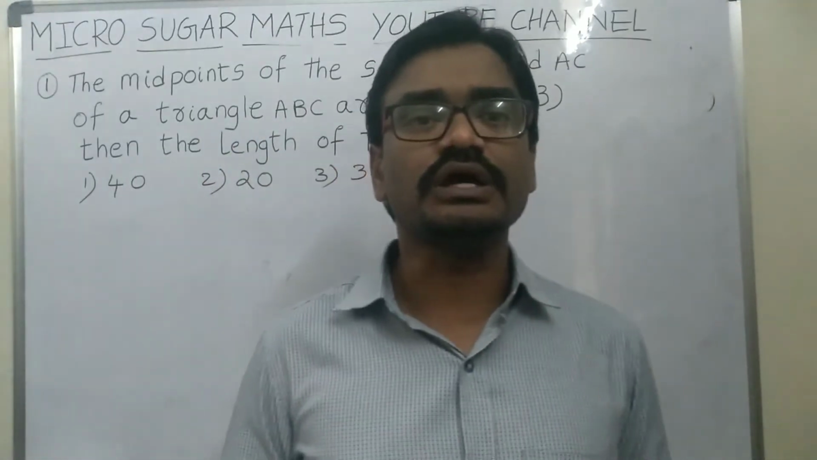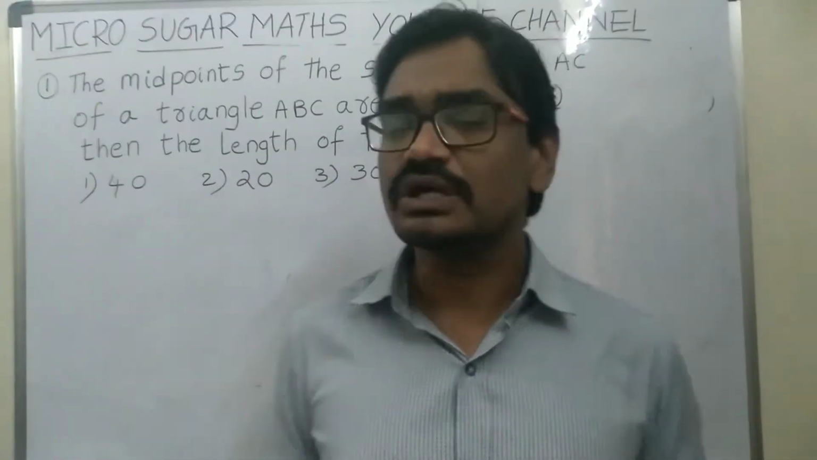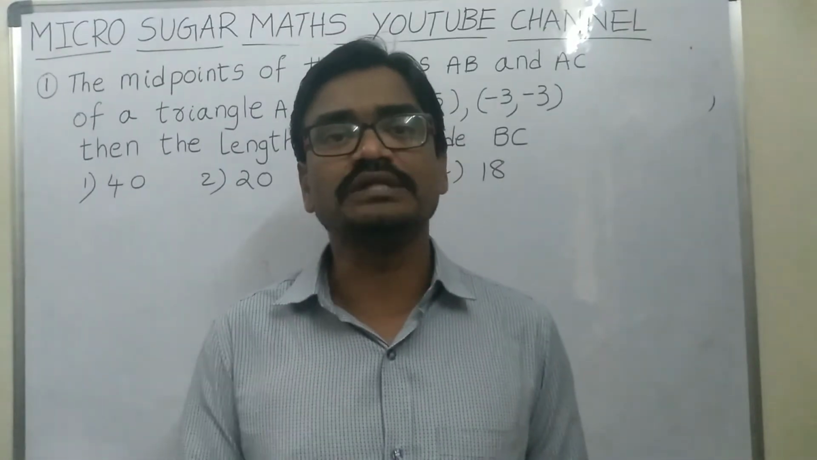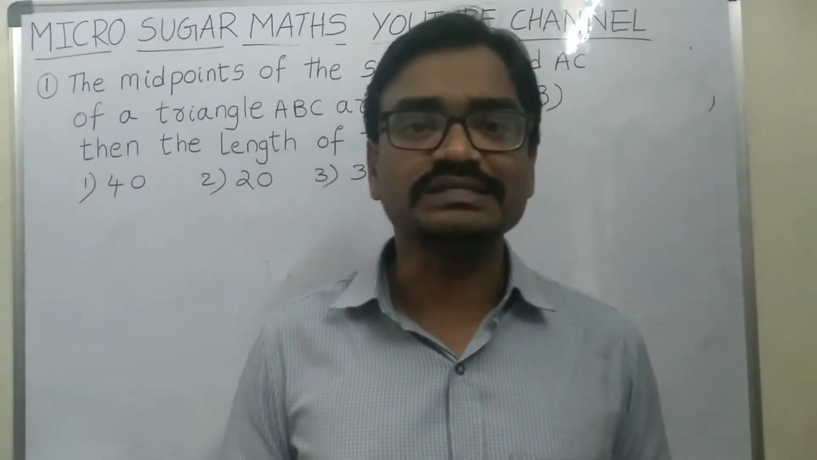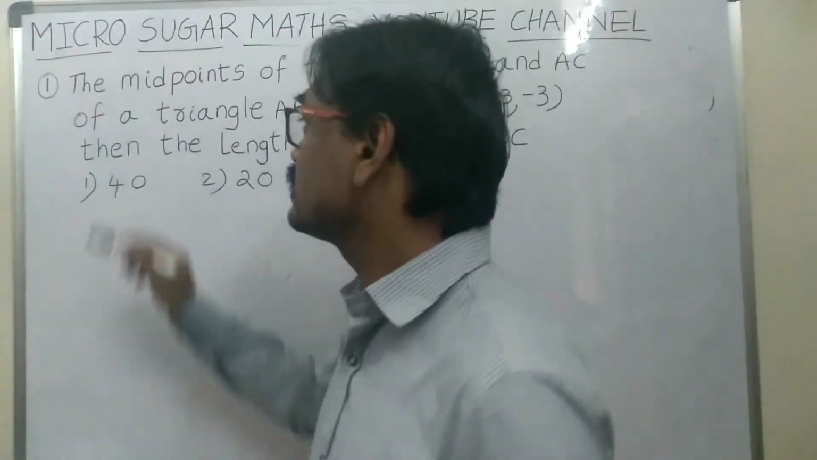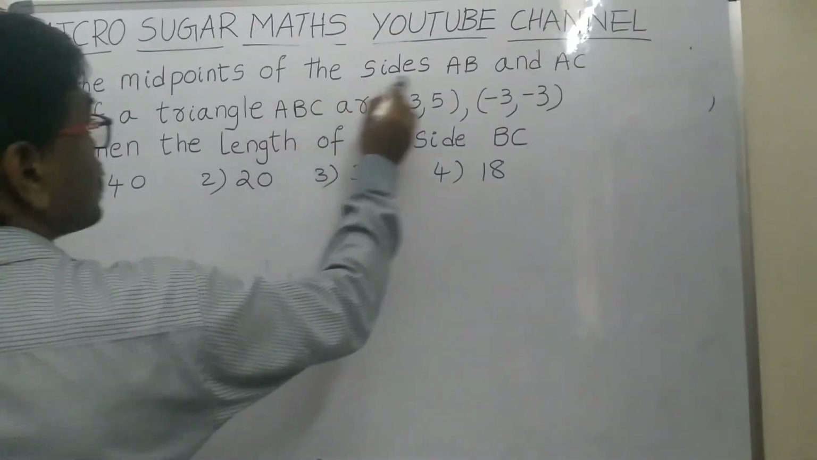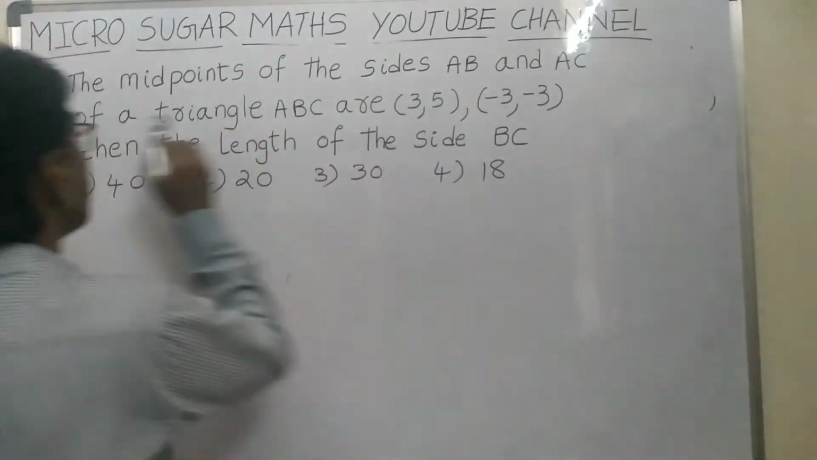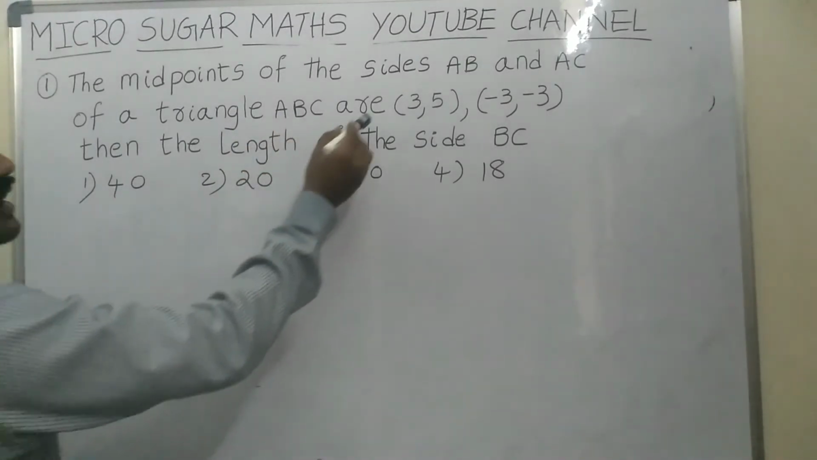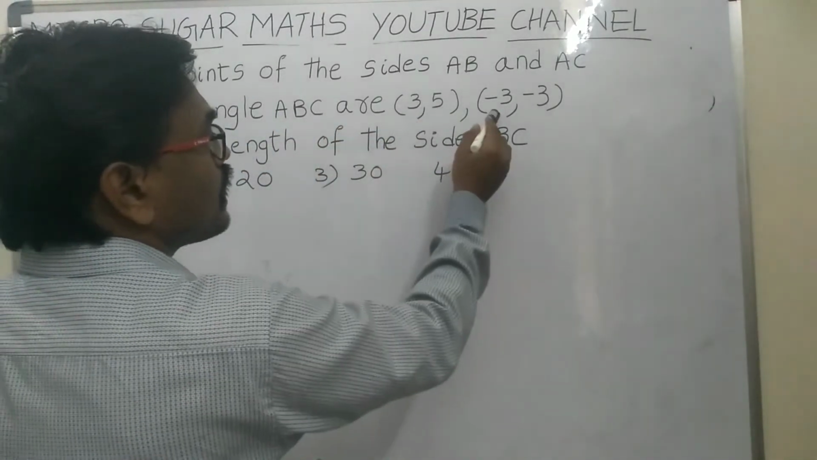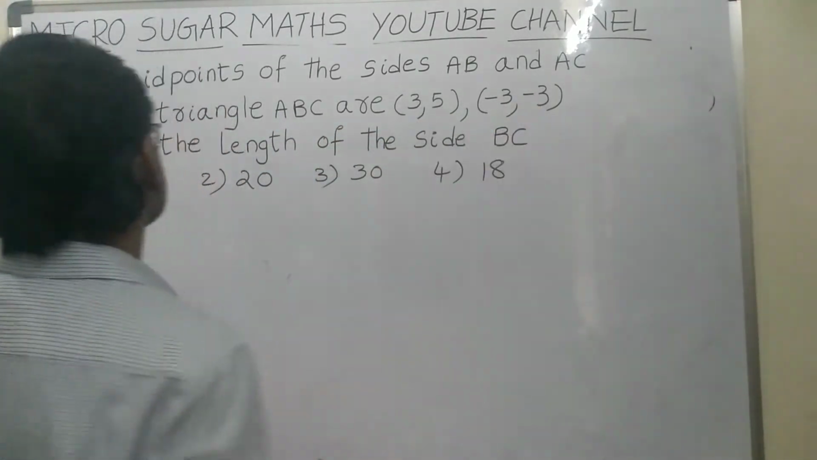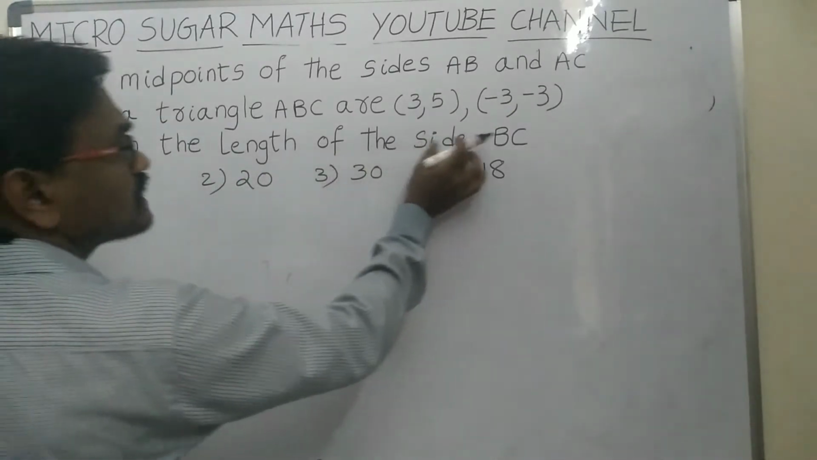Class students. Today our topic is problems using distance between 2 points for JEE Mains examination. First question: the midpoints of the sides AB and AC of a triangle ABC are (3, 5) and (-3, -3), then find the length of the side BC.